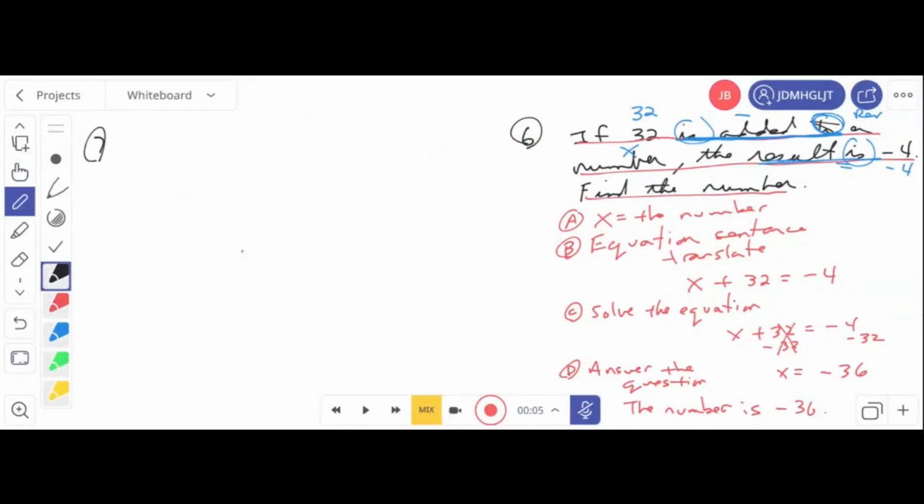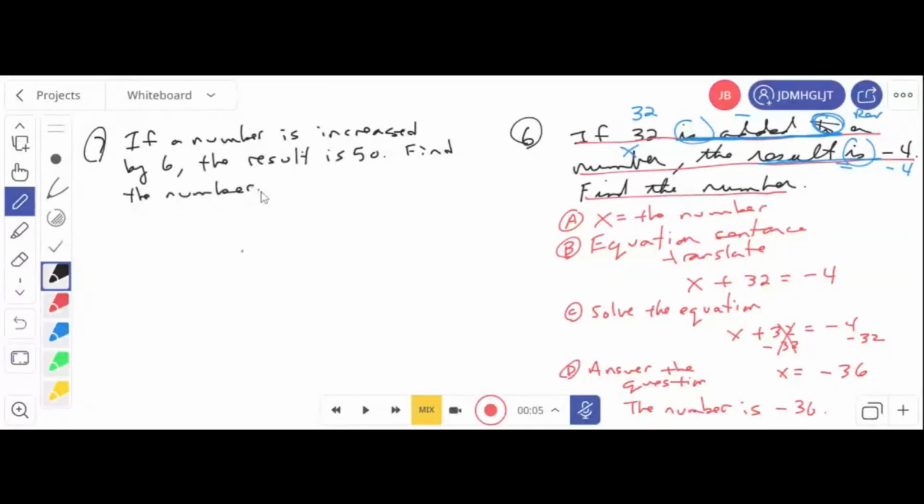If a number is increased by 6, the result is 50. Find the number. Okay. This one's worded a little bit different.